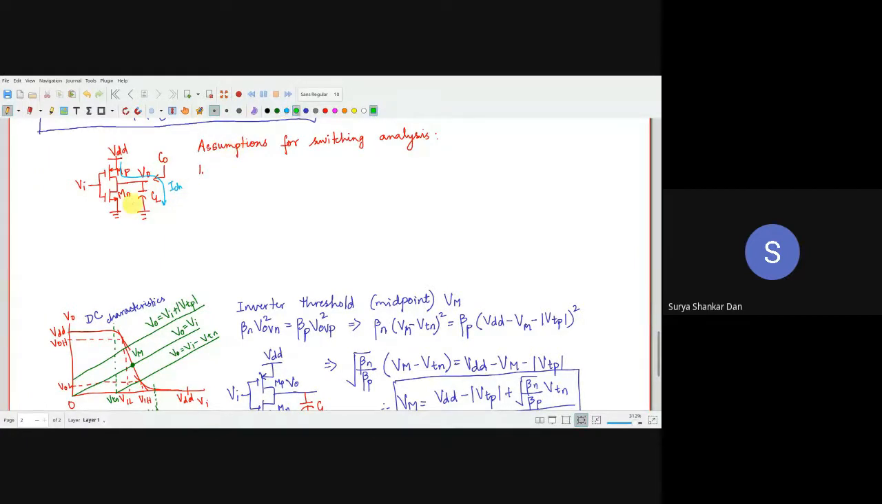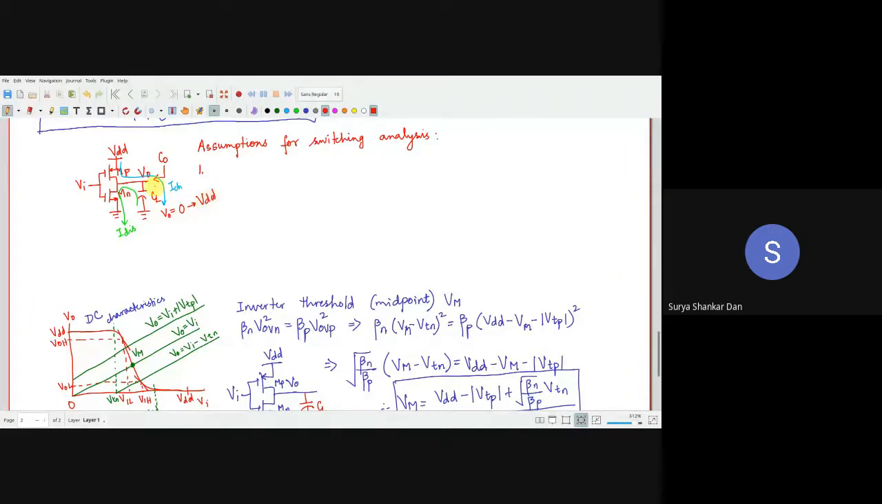Now, one of you just said equal current. So that means I will think, okay, this is the discharging path. If I charge equal to I discharge, then CL will never have any charge at all, no? And when we are speaking about switching, what we are essentially looking at is the output VO going from, let us say, 0 to VDD.